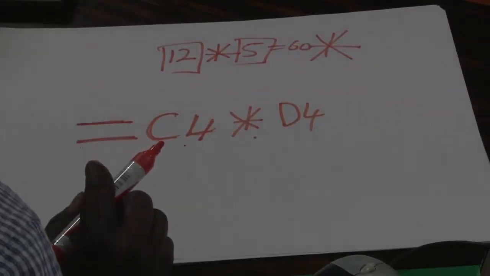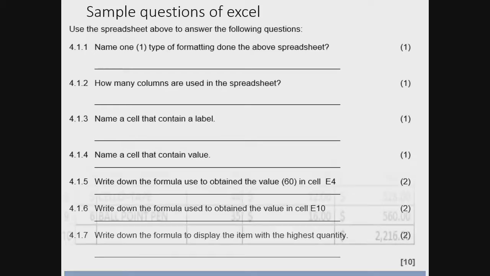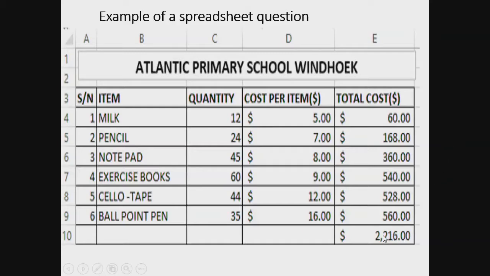Let's look at one more example of the use of formula. If you look at question 4.1.6: write down the formula that was used to obtain the value in cell E10. Let's go back to E10. Think about it mathematically. How did we get this E10? You will agree with me that all these numbers were added together to give us this. But remember, you don't use the numbers. Use the name of the cells where the numbers are.